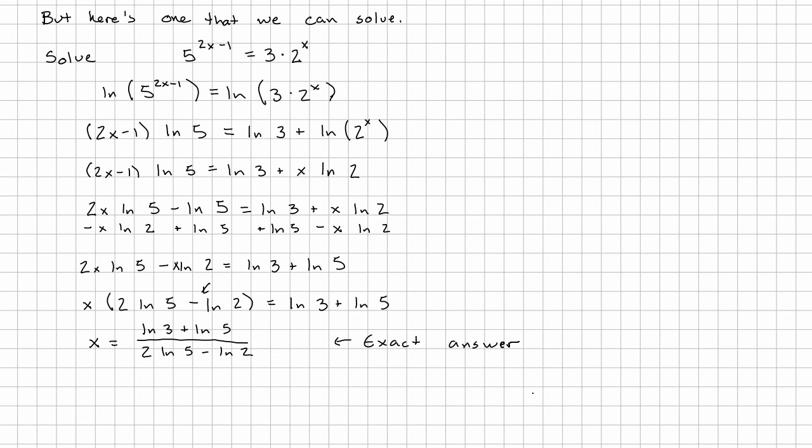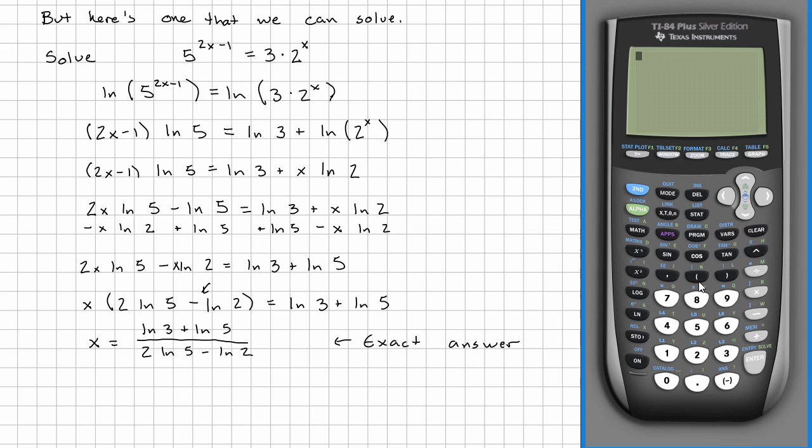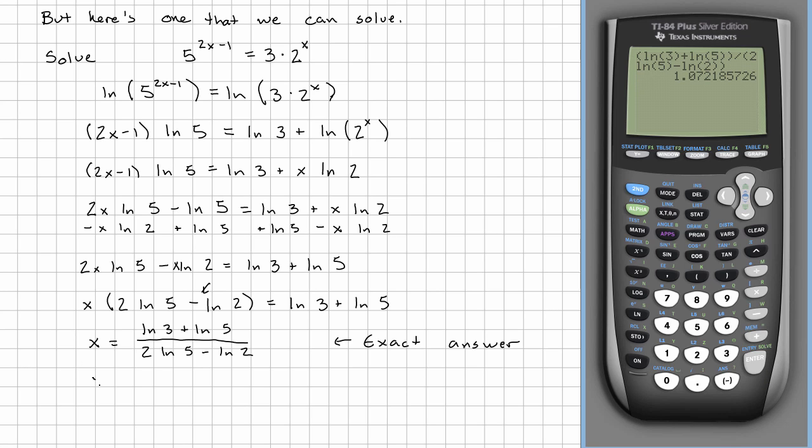If we prefer a decimal approximation, we can say ln 3 plus ln 5 over 2 ln 5 minus ln 2. We get x is about 1.07.